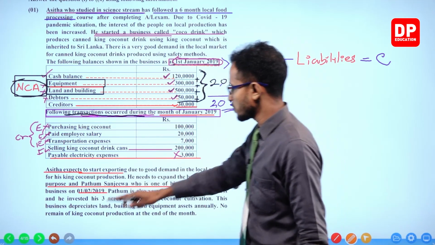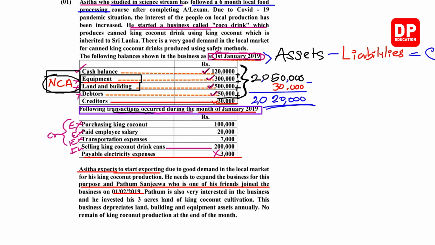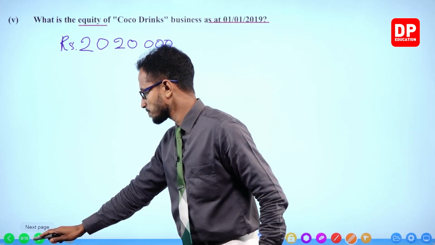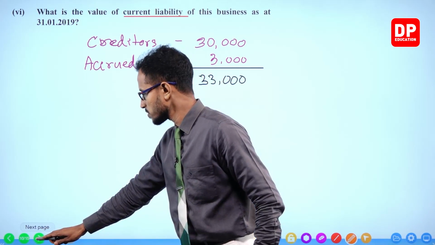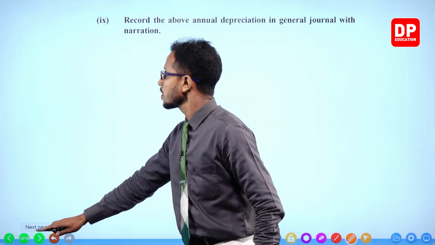Transactions are also given for January only. So we are calculating the January depreciation only for that month. Figure it out, otherwise your answer will be wrong. Okay.